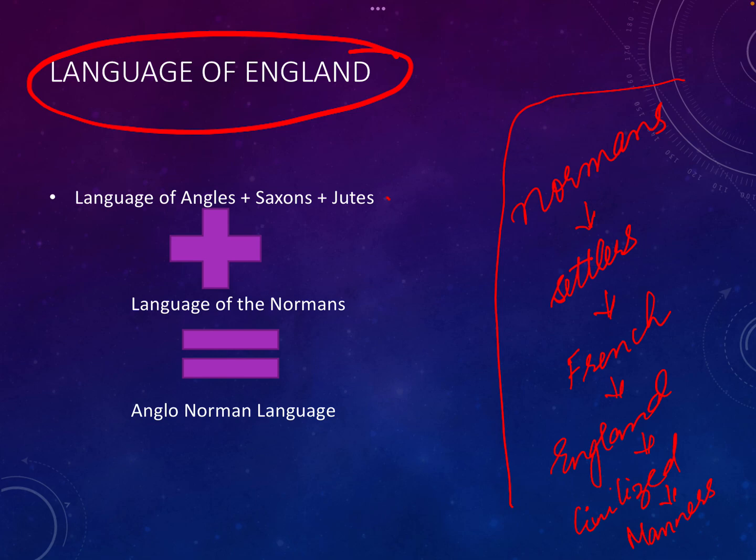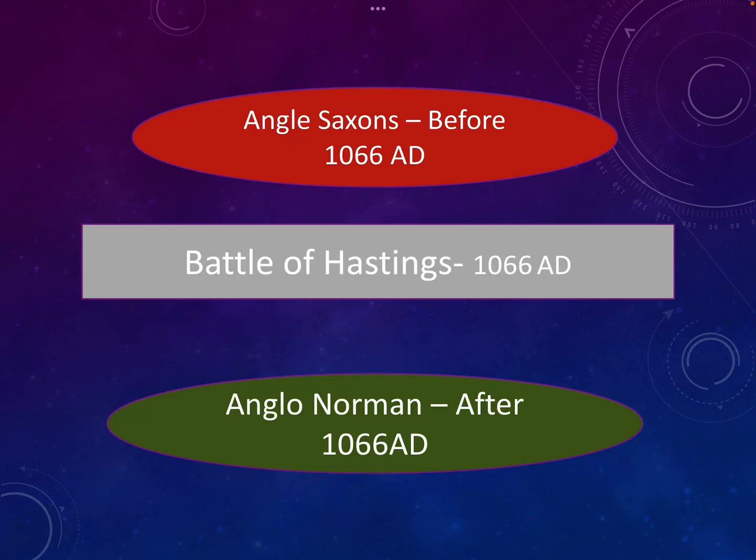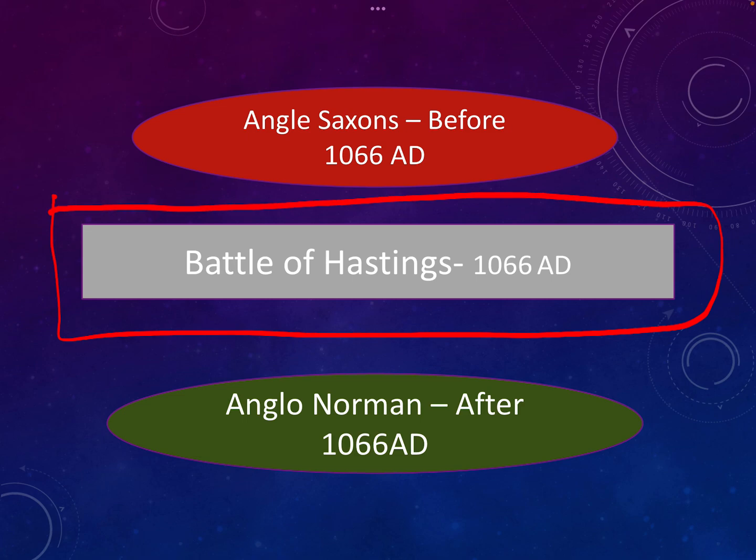Now, coming to the language part. How did Middle English come to be known as such? What was there earlier, prior to the Anglo-Norman period? The language of Angles, Saxons and Jutes, plus the language of Normans, came to be known as the Anglo-Norman language, which is also known as the Middle English language or Middle English literature. Now, here is this dividing line, and what is the divider? This conquest is the divider. Before 1066 AD there were the Anglo-Saxons, and then there were the Anglo-Normans after 1066 AD. So this becomes our dividing line.